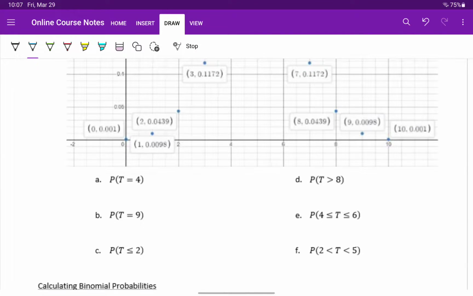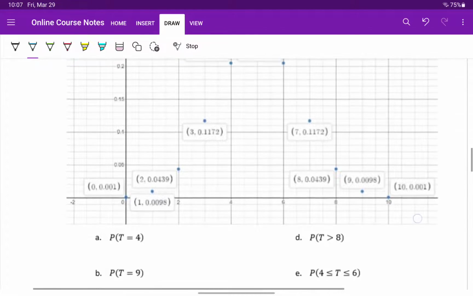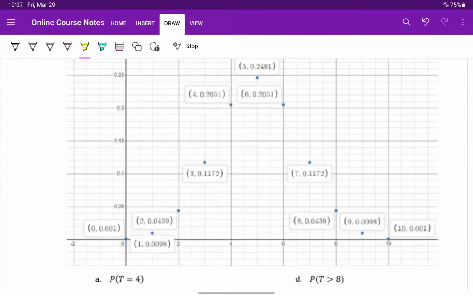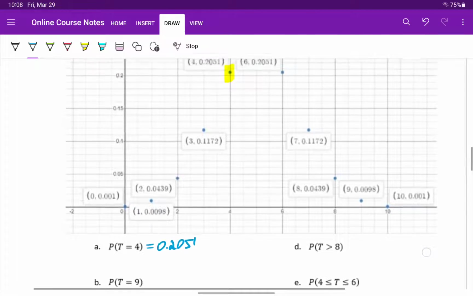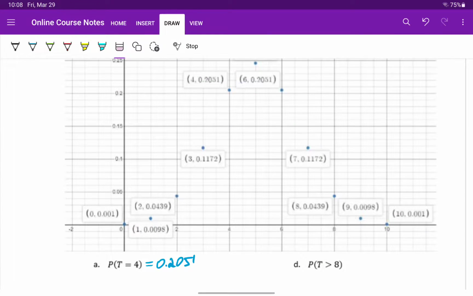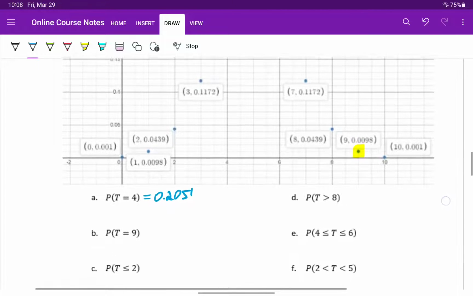In part A, we want the probability that t equals 4, so we get tails 4 times. We would find where x equals 4 and find that corresponding probability, which in this case is 0.2051. In part B, we want the probability of getting tails 9 times. So we would find where x is equal to 9, and that probability is 0.0098.